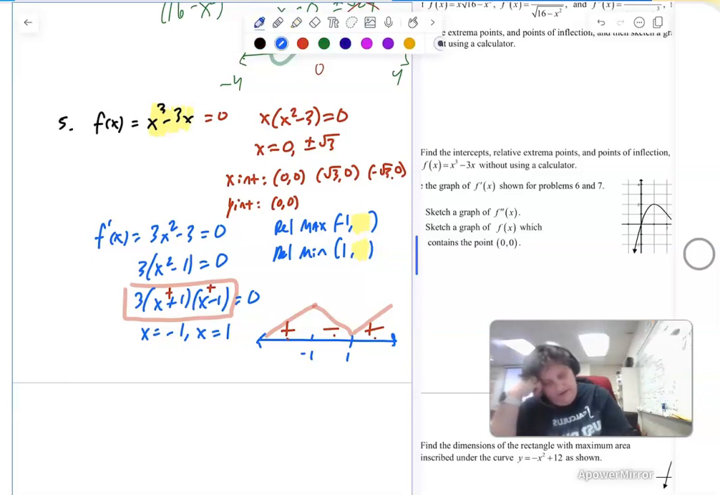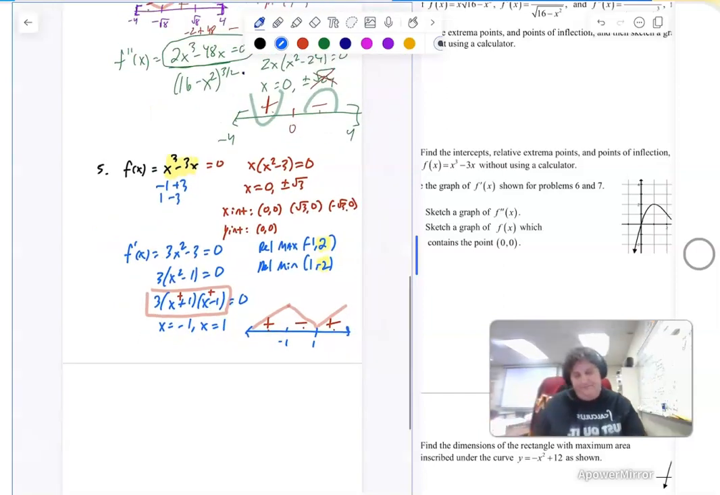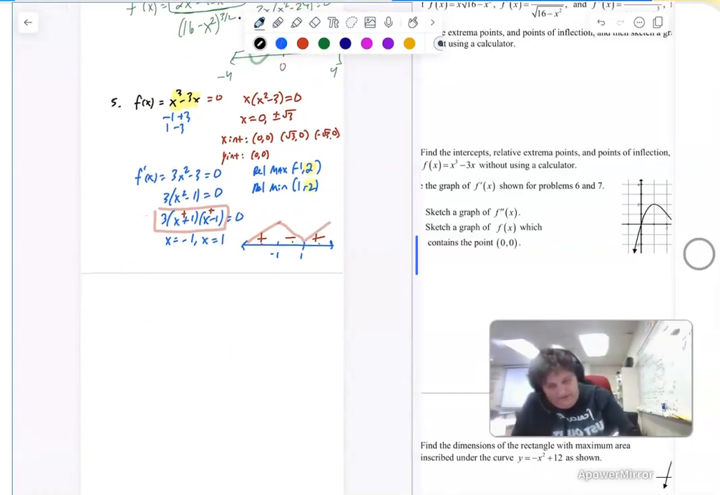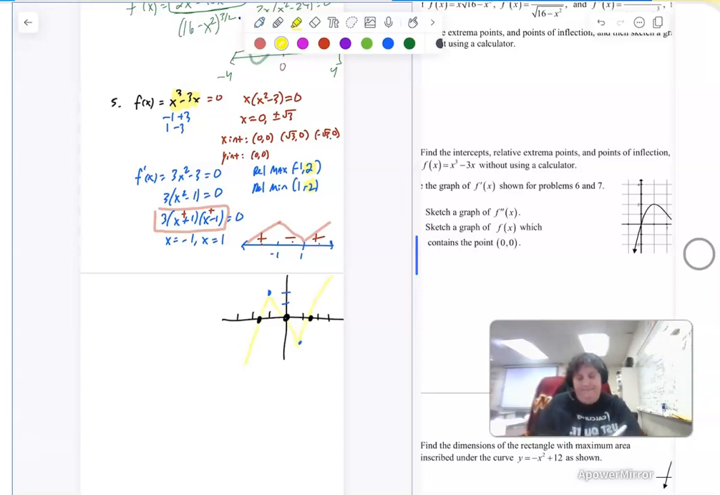If I plug in negative 1, I get negative 1 plus 3, which is 2. If I plug in 1, I get 1 minus 3, which is negative 2. Okay? So if I'm going to graph this, let me just go ahead and start. I have zeros at 0. Square root of 3 is about 1.7. I just know it's like somewhere between 1 and 2, and that's fine. And then I have relative extrema at negative 1, 2, and 1, negative 2. So far it's looking like it goes, right? Something like that. Okay, when I do my second derivative, I'm going to go off of that.